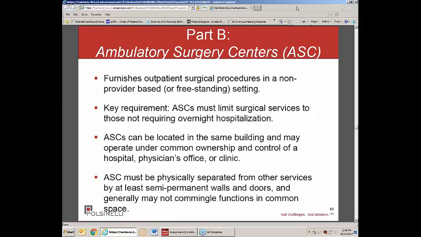Part B also includes services furnished in ambulatory surgery centers, or ASCs. They furnish outpatient surgical procedures, meaning that they limit their services to surgical procedures that don't require an overnight stay. And they typically operate independently from hospitals or physician offices, and they're subject to their own enrollment requirements and their own payment methodology, although they can be located in the same building or an adjacent building as long as they maintain their own distinct space.